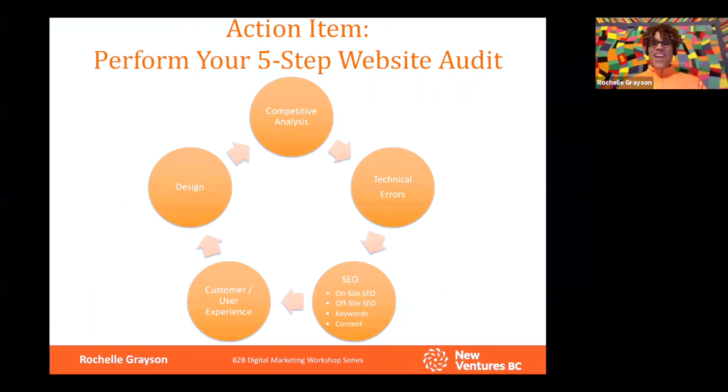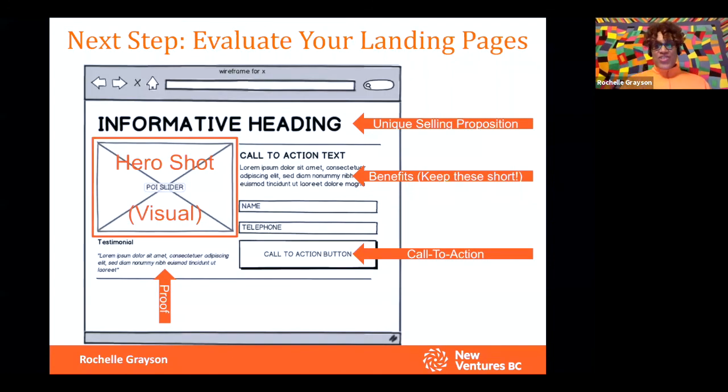So again, your action items, perform your 5-step website audit. If you have already recently, you're good. Wait a year and maybe you can go back and do something, but I recommend doing this on an annual basis. Check your landing pages and make sure that you are addressing each one of these so that when people land there, they can actually go and do things really, really well, right? So that's what I recommend you do.